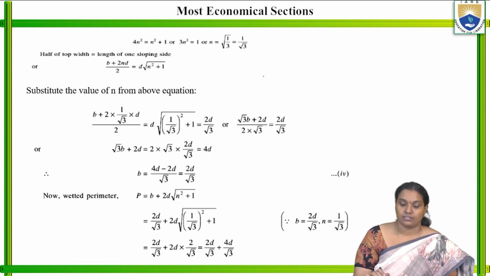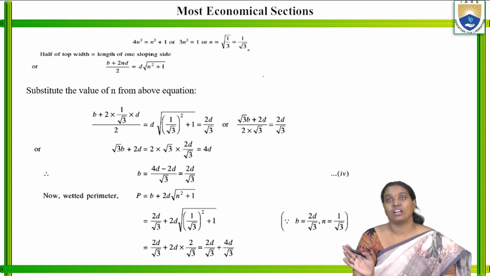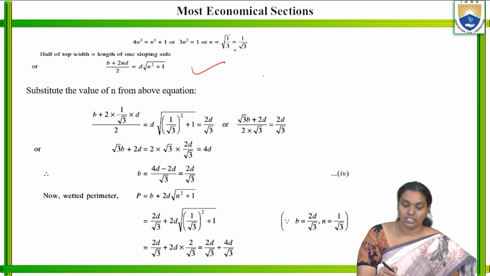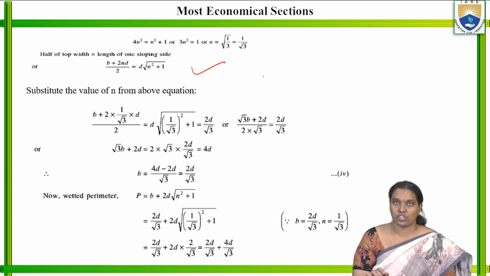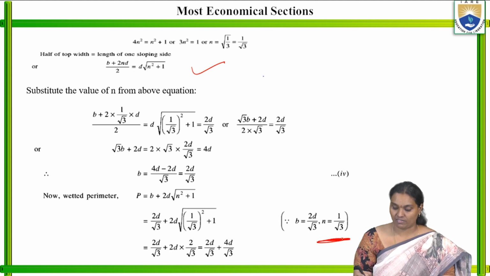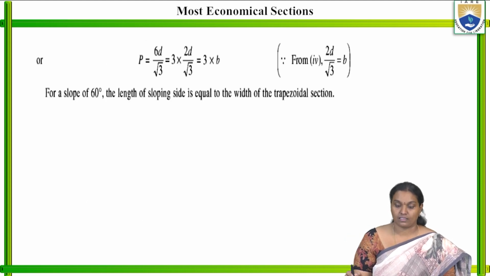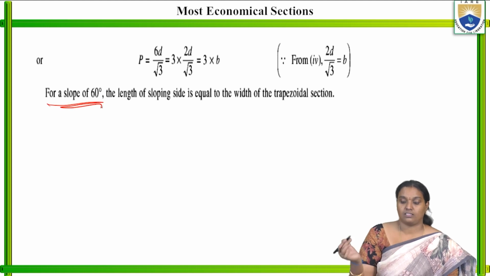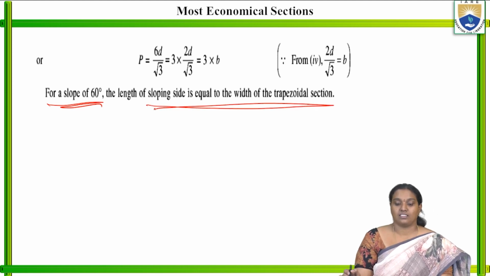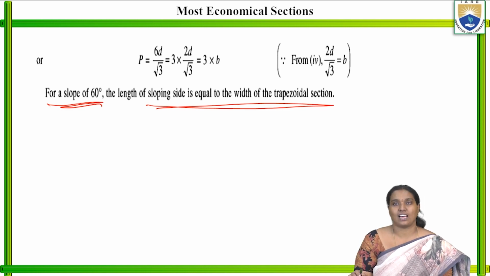From that, half of the top width is equal to the length of one of the sloping sides. That is an already known condition for us. From this, substitute the value of n from the above equation. So finally we will get this one. The wetted perimeter. So finally, the length of the sloping side is equal to half the width of the trapezoidal channel section. This is the most economical trapezoidal channel section.